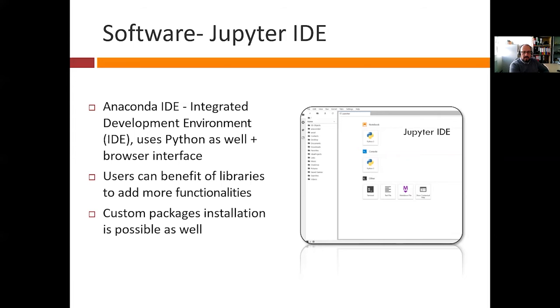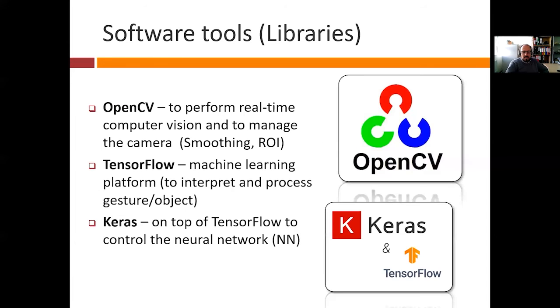Then we also look at OpenCV, which I think everyone probably knows. You can perform real-time computer vision. It's an open source system. And also the good thing of this package is that you can manage the camera, so you can do the smoothing, define the region of interest, and do the processing of the images.